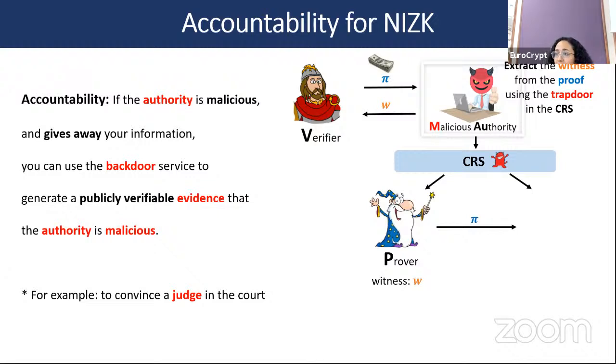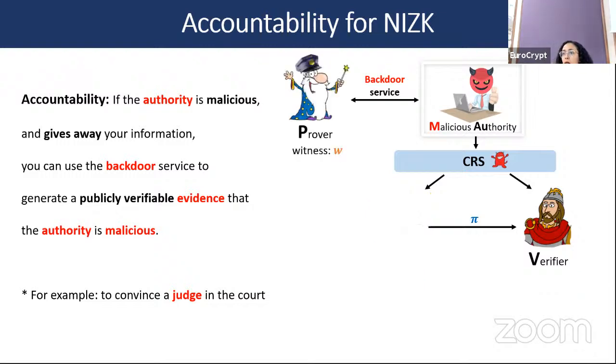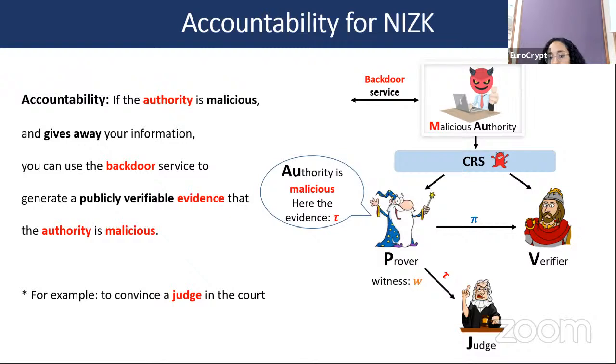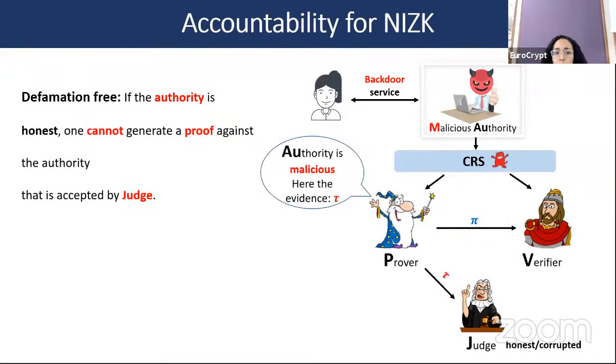And accountability says that if we have this backdoor service, then the prover can pretend that he actually wants to buy private information, and can query the backdoor service. And somehow from the obtained witnesses, generate a proof that the CRS was maliciously generated, and send the proof to a judge. This is a publicly verifiable proof, so basically anyone can verify it, and then the judge outputs whether the CRS is corrupted or not. The way we formalize it, we construct an extractor that can query the backdoor service and from these queries generate the proof. For a complete definition, we also require defamation freeness, which means basically that we cannot generate a proof against an honest authority.